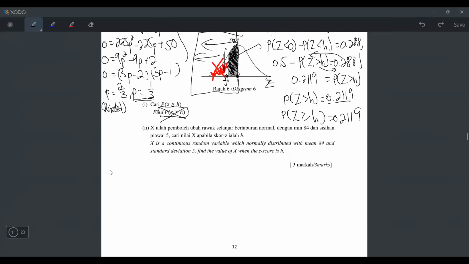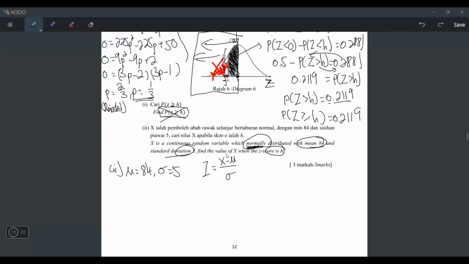Okay, let's look at number 2 here. Number 2 says what? X is a continuous random variable which is normally distributed with a mean 84, standard deviation 5. Find the value of X when the Z score is H. You already see the word normal and they suddenly give you mean and standard deviation. Why do you think they give you mean and standard deviation? To convert the X value to Z, because the formula is X tolak dengan mean bahagi standard deviation.